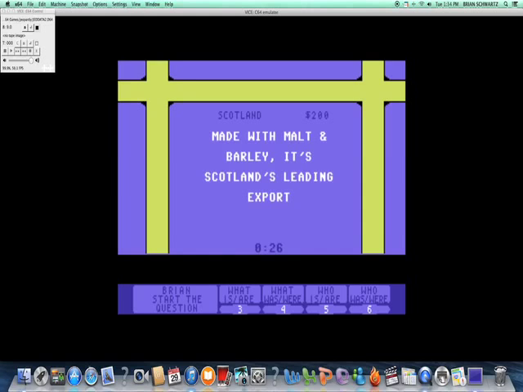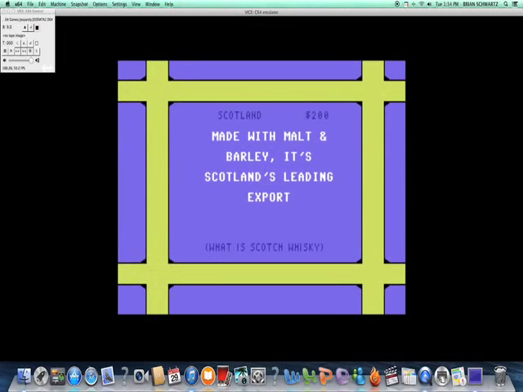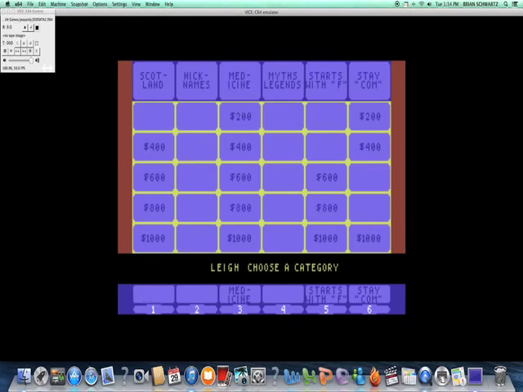Malt and barley. What is beer? Probably some kind of liqueur instead of beer. What is Scotch whiskey? Yep. Not beer, but whiskey. Scotland for 600.